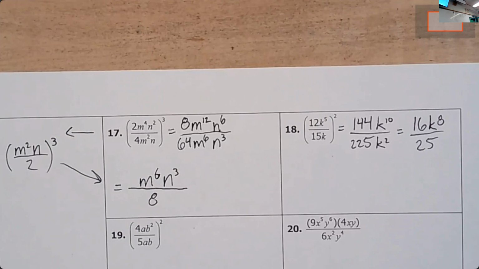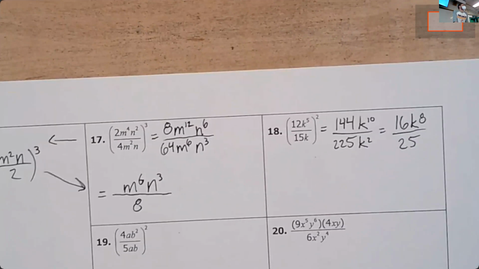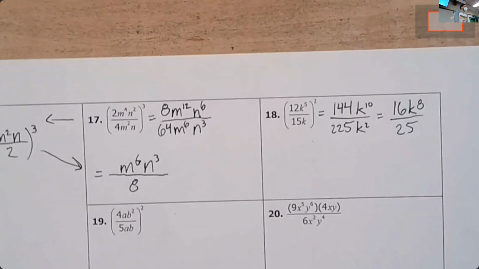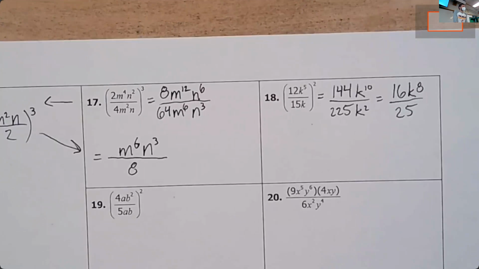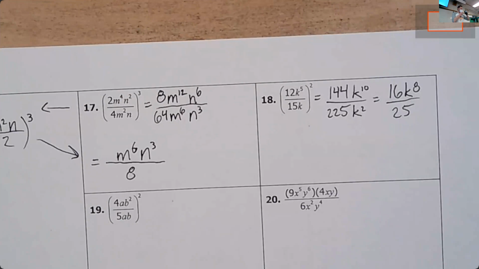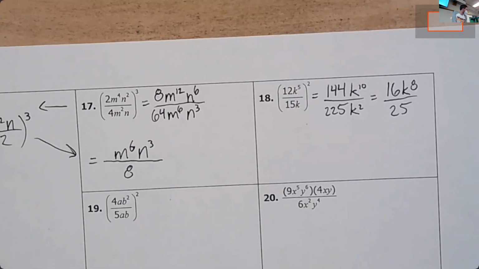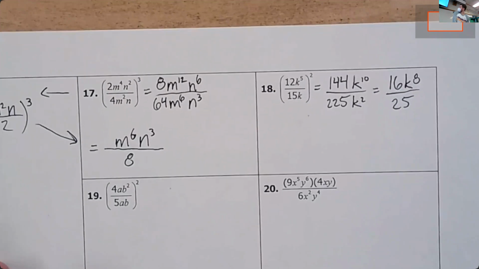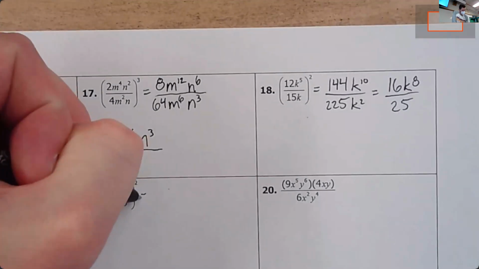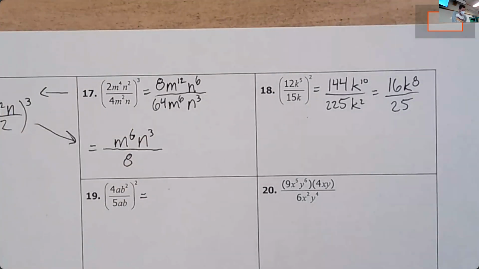All right. So, does anybody have an answer that they would like to share for number 19? Any volunteers? Alicia? 16 over 25 b squared? Yeah, that is correct. Nice. So we'll go ahead and do this first step, and then we'll get to that answer in a moment.